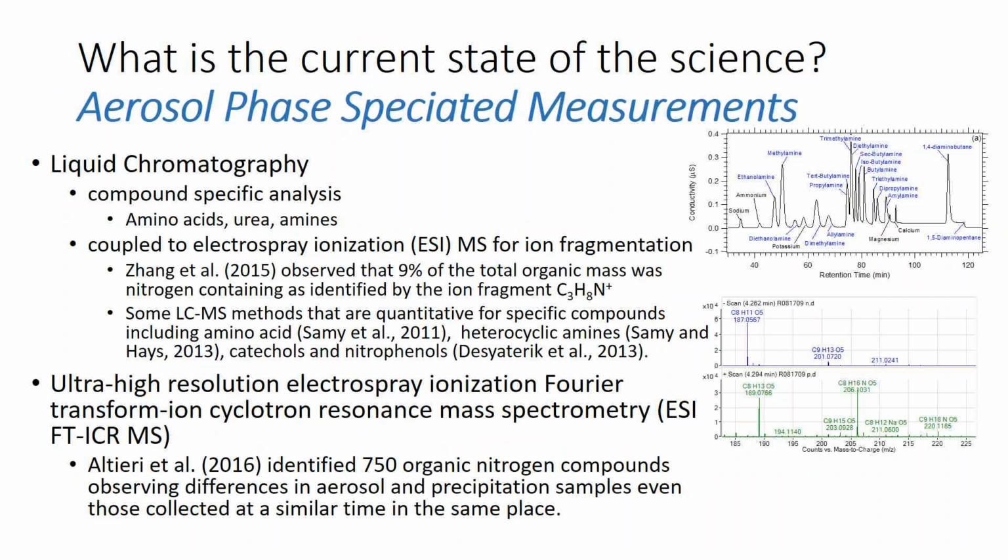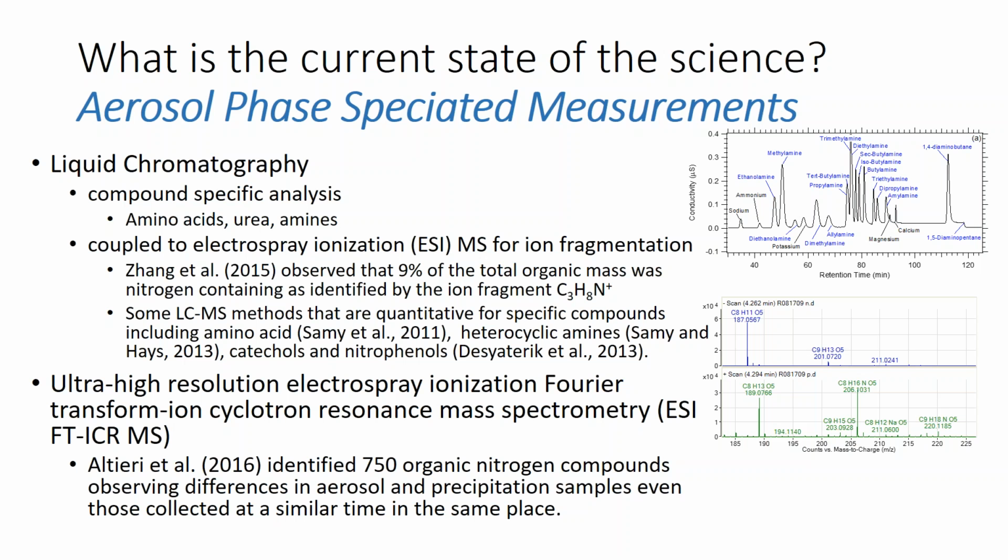So if we think about how to speciate these samples, since those other techniques don't necessarily work as well, the main technique used is liquid chromatography. And there are some compound-specific analyses for amino acid, urea, and amines in particular that we have a lot of confidence in.